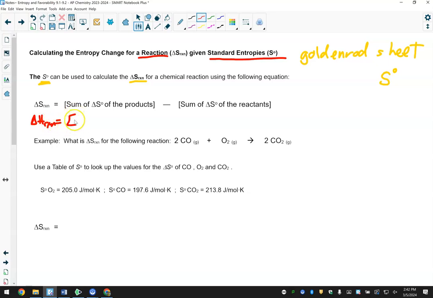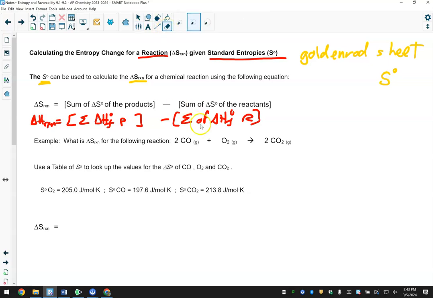Remember, delta H RXN was the sum of the delta H formation of the products, right? Minus the sum, sorry, I'll only use the sigma sign, sorry. The sum of the delta H formation of the reactants. Okay, well, it's the same here. It's the exact same with entropy. You can calculate the change in entropy, not qualitatively, but quantitatively. So let's go through this example.